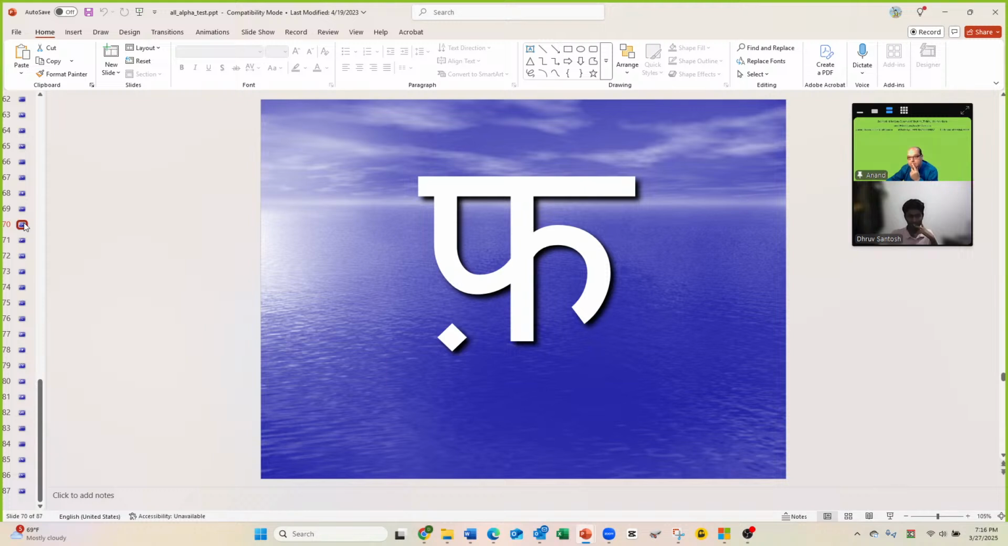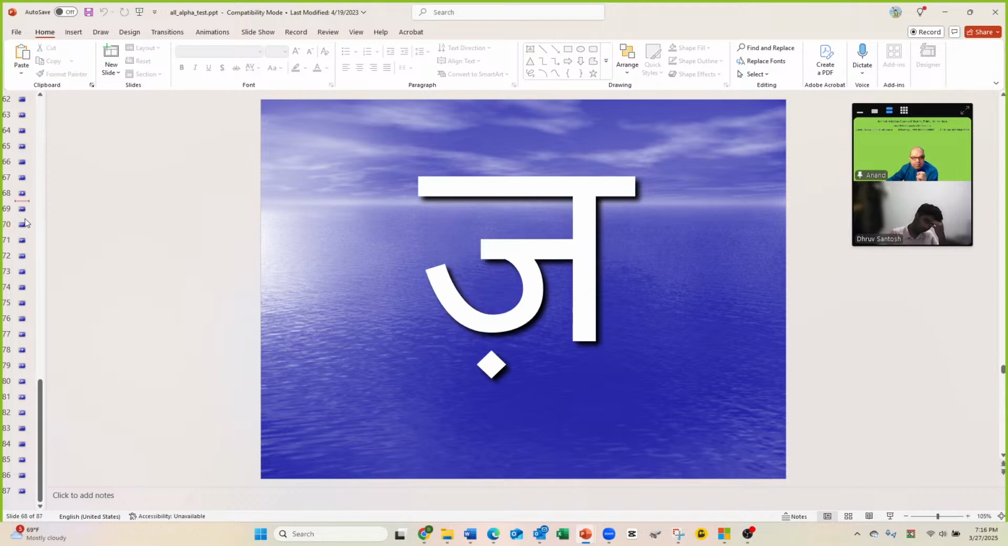What is this letter? It's not ba. Is it pa or fa? It's fa, right? Fa. Now, when the dot is not there, it will become pa. So fa comes from Urdu and pa comes from Hindi.